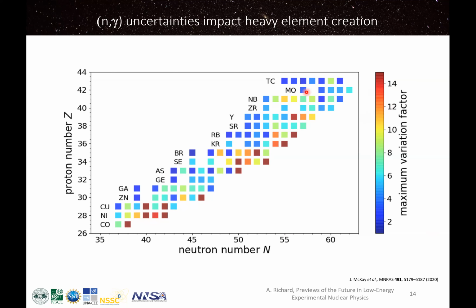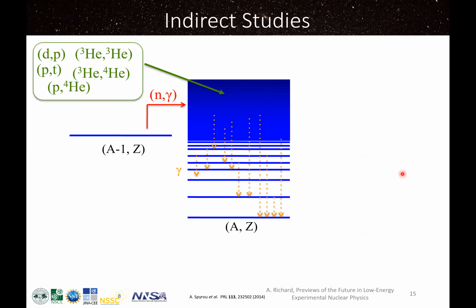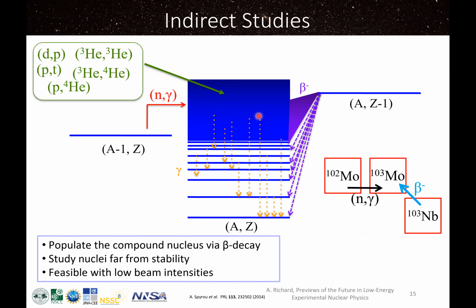And so I'll be looking today at these molybdenum isotopes, which don't have necessarily the highest sort of impact factor, but you can see that as we get farther and farther from stability, these are getting more and more uncertain. And so this sort of leads us to want to measure these and try to constrain them. And so the way that we do this at MSU, instead of using charged particle reactions to access the statistical region, is by using beta-decay. And so we populate this compound nucleus that we actually want to measure via beta-decay. And this enables us to actually be able to study nuclei that are very far from stability. And it's actually really feasible with low beam intensity, something like 1 particle per second.